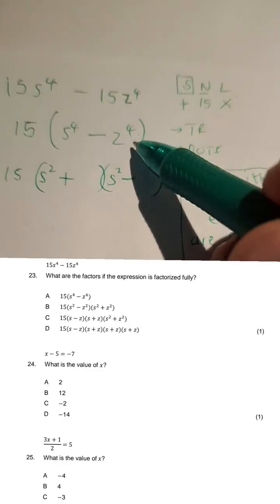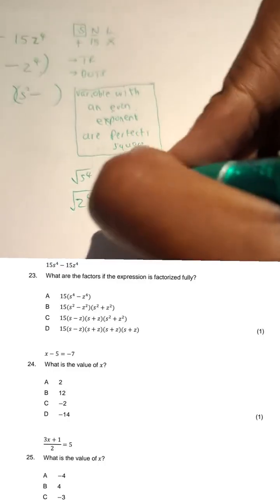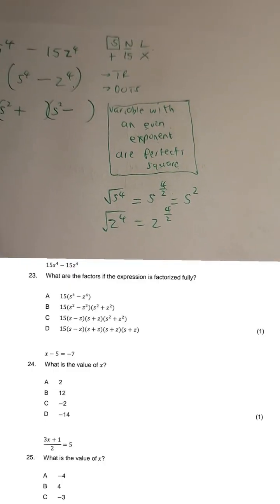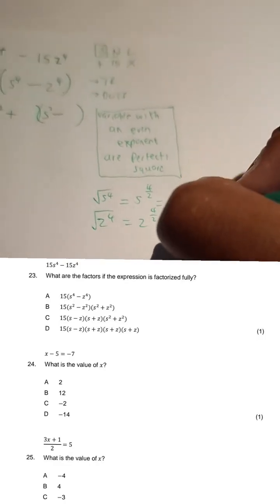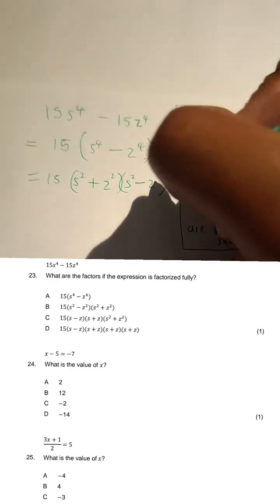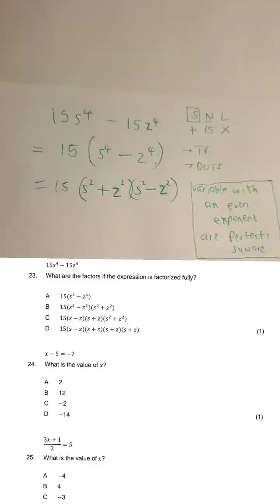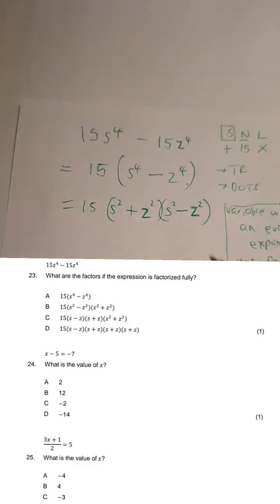Okay, then z to the power 4. I say, what is the square root of z to the power 4? Z to the power 4 is z to the power 4 divided by 2, which is actually z squared. So that means I'm going to write z squared and z squared. Okay, guys, this is s and this is z.